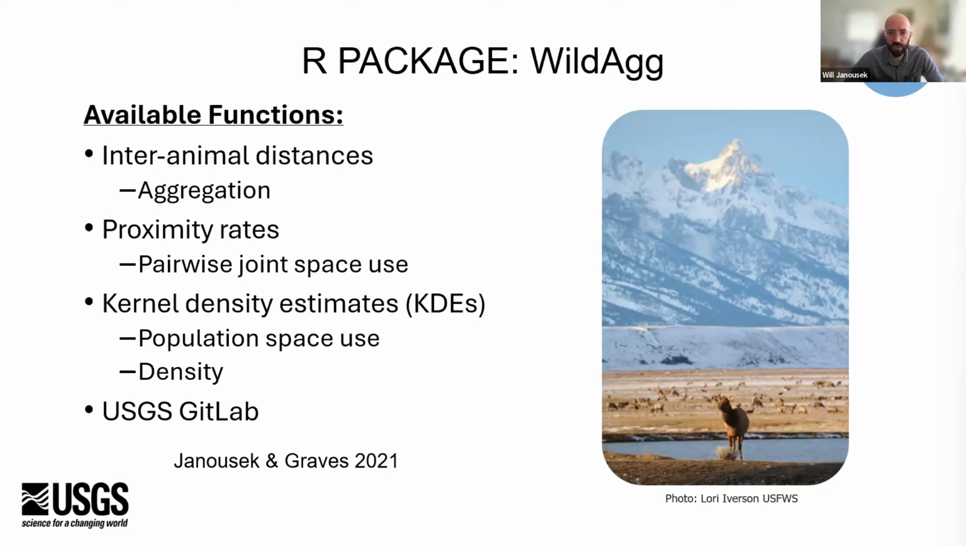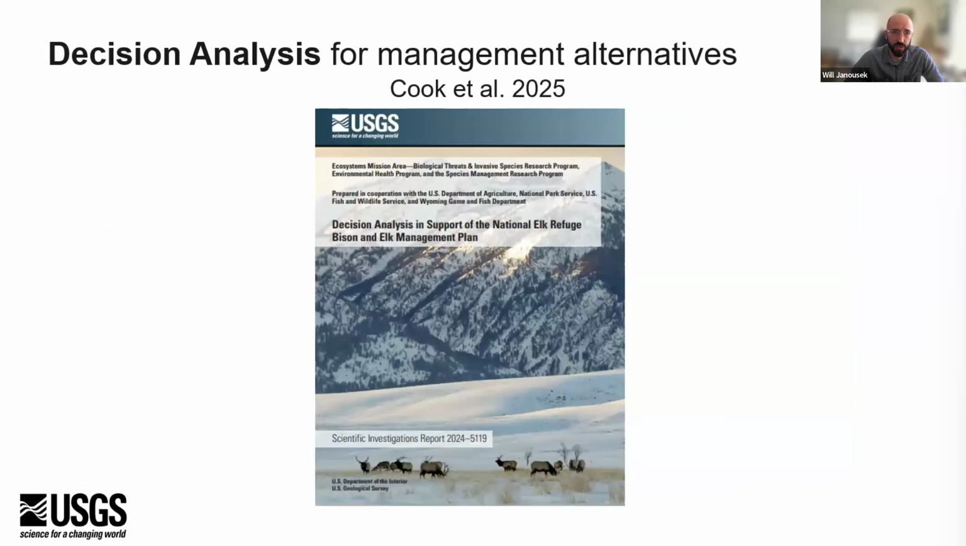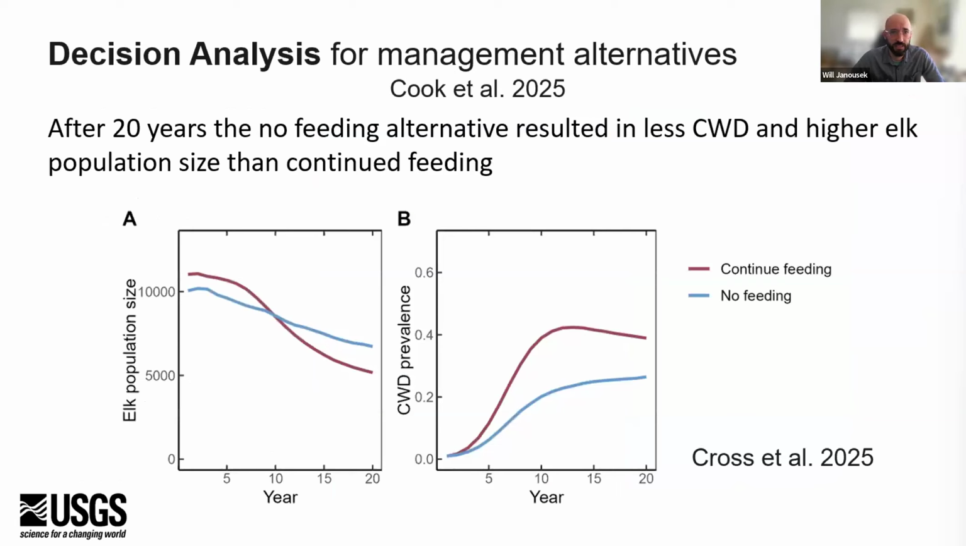There have also been several other projects that have taken place to help inform the bison elk management plan and the National Elk Group management strategies. One of those is a decision analysis to look at different management alternatives in the face of chronic wasting disease in the system. To quickly overview that, one big finding here is that comparing two different alternatives, continuing feeding and no feeding, when chronic wasting disease is prevalent, 20 years of simulations shows that after 20 years, the no feeding alternative resulted in less chronic wasting disease and higher elk populations in that area.